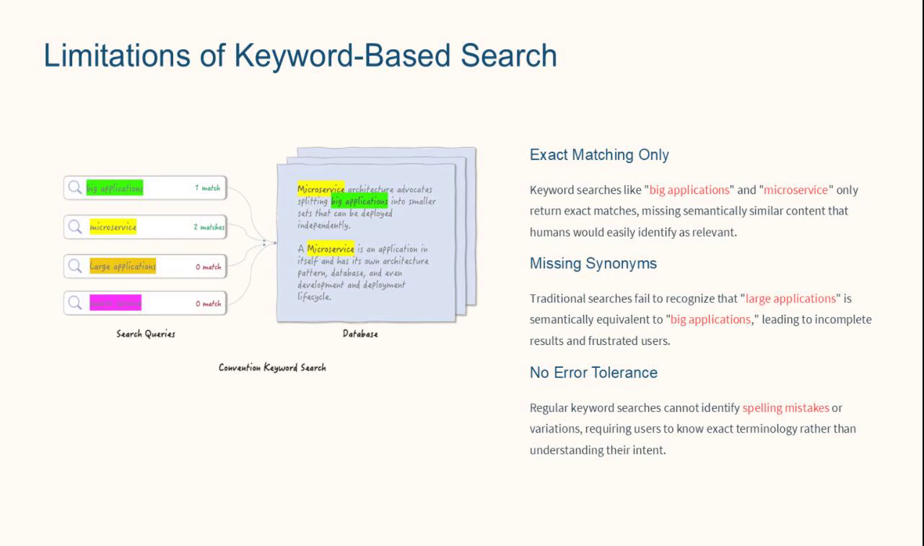Keyword searches have limitations, such as exact matching only, missing synonyms, and no error tolerance. In this example, lexical search will only find exact keywords like big applications. If you try to replace big with large, the search will not result in any match. Similarly, macro will not yield any result.